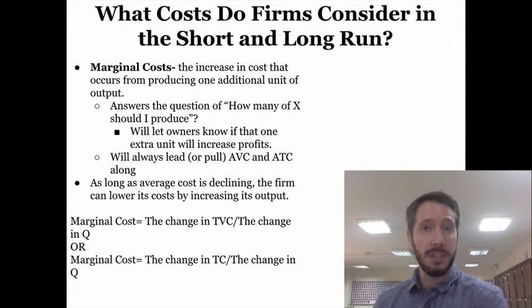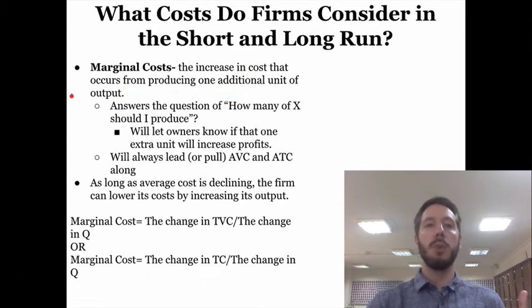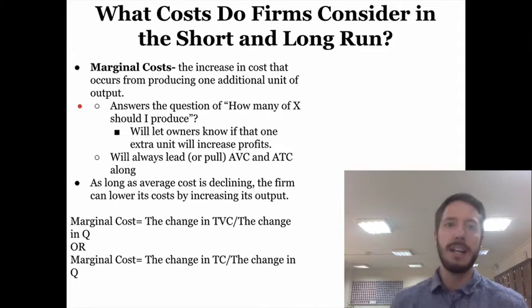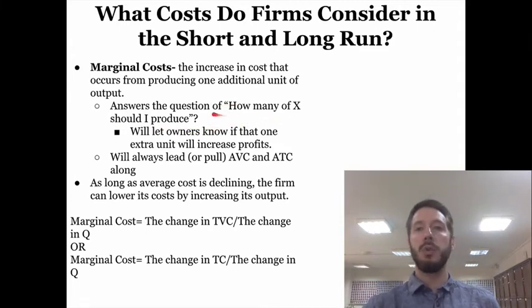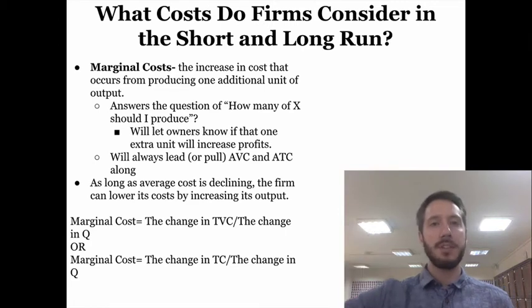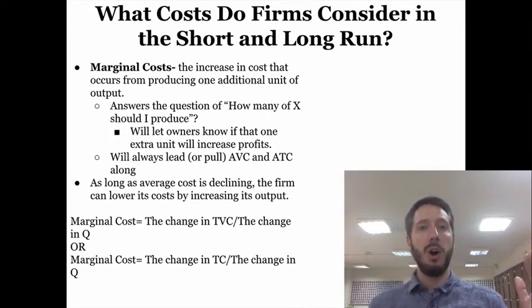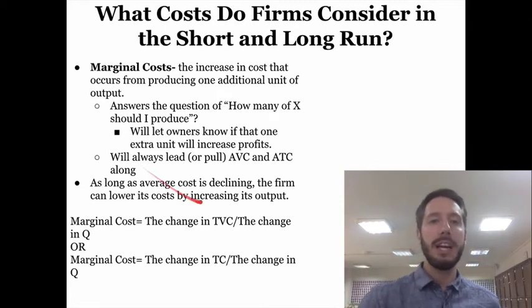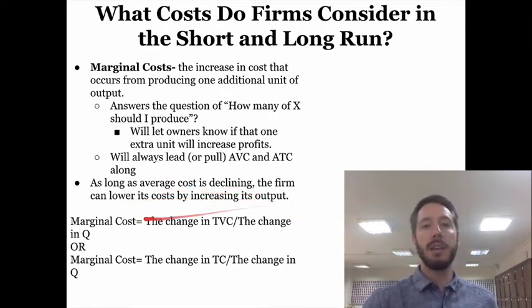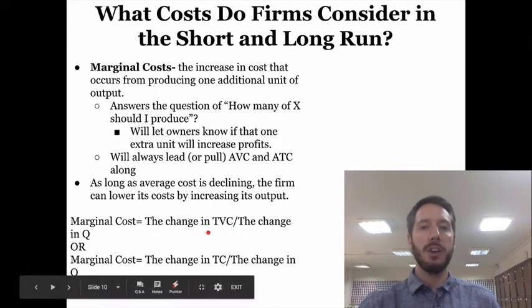When firms are considering costs in the short term, we have to consider marginal costs, which is the increase in cost that occurs from producing one more additional meal or Big Mac or computer or car. And that answers the question, how many of those Big Macs or cars or computers or laundry should I do? And when I'm no longer making profits from creating one more of those things, I stop. Now, this is always going to pull your average variable costs and average total costs along as marginal costs are increasing. But as long as your average cost is declining, the firm can lower its cost by increasing its output. So, marginal cost is the change in total variable cost divided by the change in quantity, or the change in total cost divided by the change in quantity. That's how we can figure out the marginal cost.